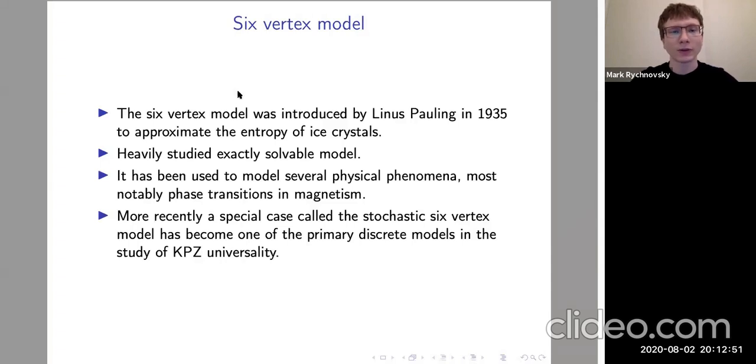First, some background. The 6-vertex model is a prototypical model in statistical mechanics. It was introduced by Linus Pauling to approximate the entropy of ice crystals. It's been heavily studied, and it's an exactly solvable model, which ends up being very useful to us because it gives us exact formulas. It's been used to study several physical phenomena. Most notable is phase transitions in magnetism. And relatively recently, it's become one of the standard models used to study KPZ universality.